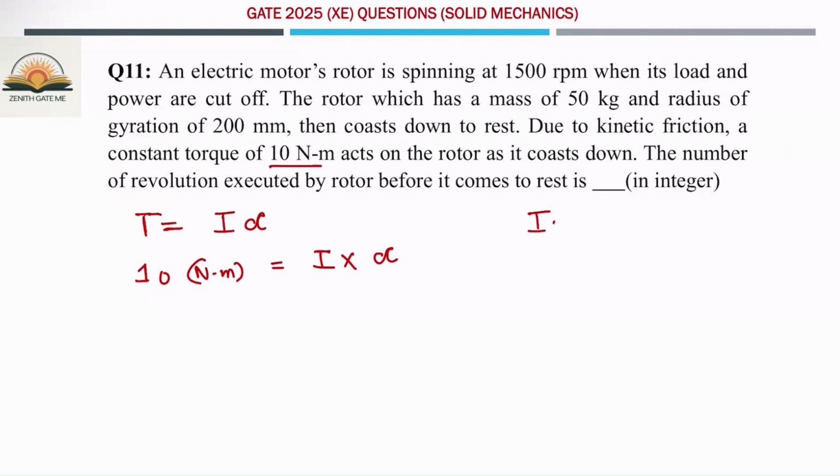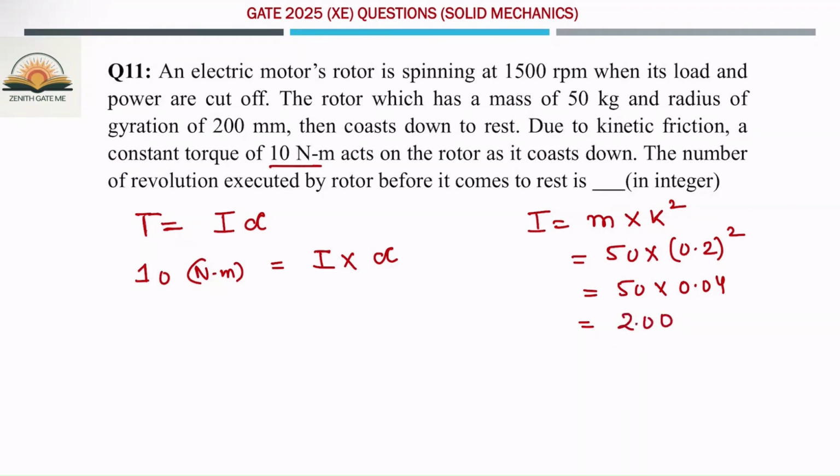The moment of inertia is the product of mass and radius of gyration squared. The mass is given as 50 and the radius of gyration is 200 mm, so converting to meter it is 0.2 squared. So the moment of inertia is 50 into 0.04, which is 2 kg meter square. So the alpha value from here you will get as 5 radian per second square. Okay, so you got the alpha value.